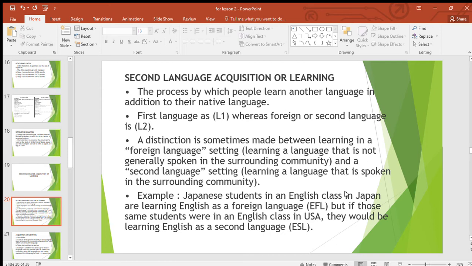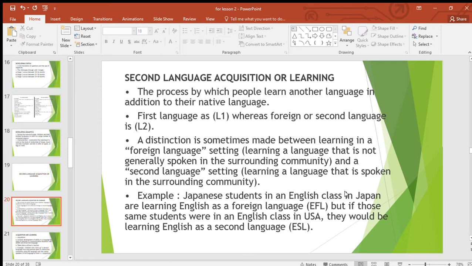A distinction is sometimes made between learning in a foreign language setting, that is, learning a language that is not generally spoken in the surroundings, and a second language setting, learning a language that is spoken in the surrounding community. For example, Japanese students in an English class in Japan are learning English as a foreign language, but if those same students were in an English class in the USA, they would be learning English as a second language.